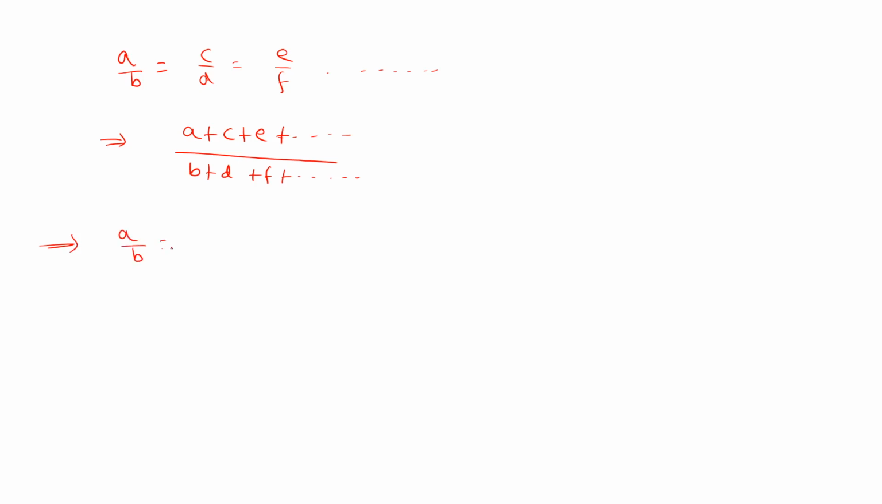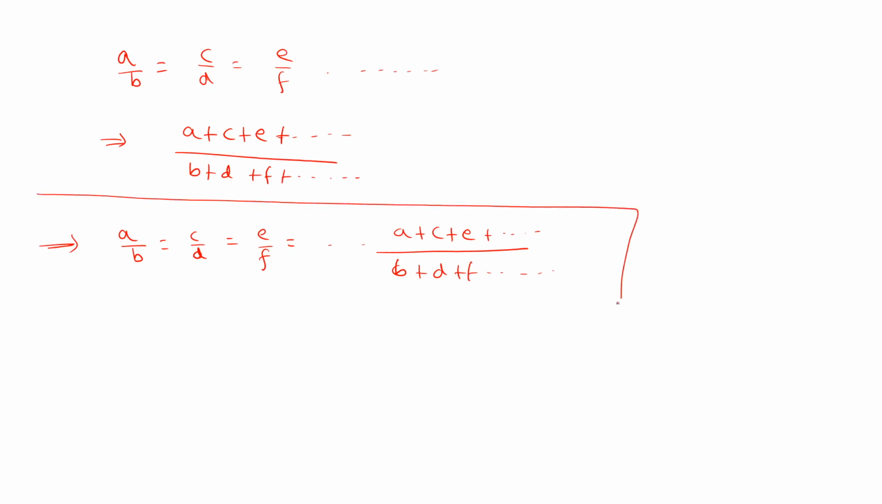If A upon B is equal to C upon D equal to E upon F are equal to each other and so on, then the summation of A plus C plus E up to the given terms upon the summation of B plus D plus F up to the given terms is also equal to the given three equal ratios.